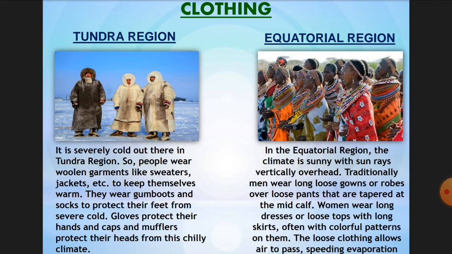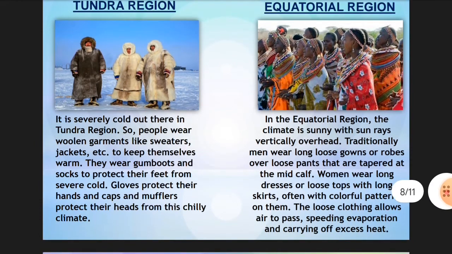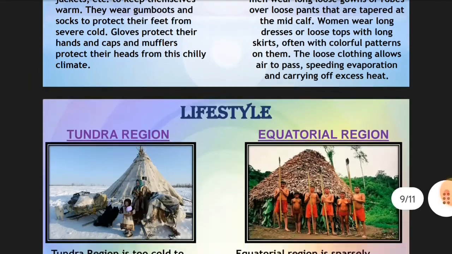In Equatorial region, the climate is sunny with sun rays vertically overhead. Traditionally, men wear long, loose gowns or robes over loose pants that are tapered at the mid-calf. Women wear long dresses or loose tops with long skirts. Their loose clothing allows the air to pass, speeding evaporation and carrying out excess heat.